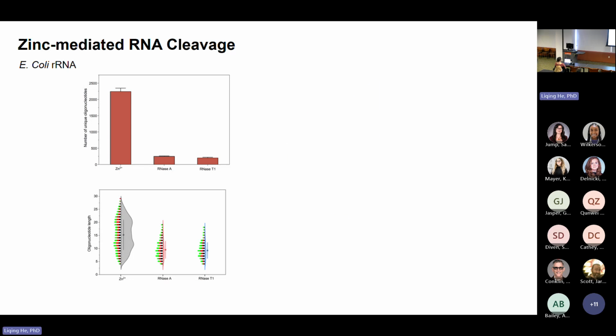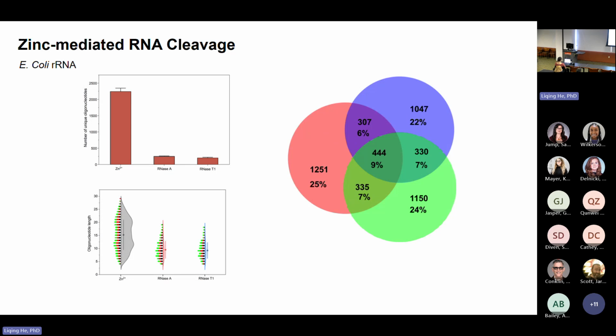So we did three analyses of this zinc digest. We compared the results of these three analyses, and we found the reproducibility of zinc digest is very poor. It's only 9%. That means we cannot use this method for oligonucleotide quantification, right? But for identification, this is what we expected.